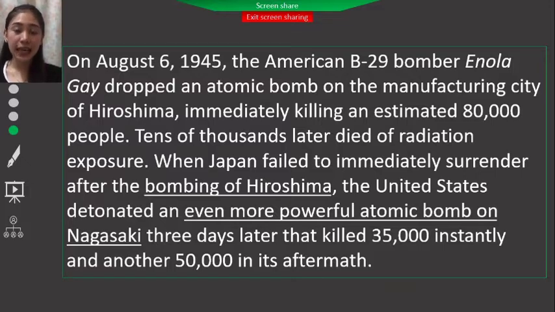On August 6, 1945, the American B-29 bomber Enola Gay dropped an atomic bomb on the manufacturing city of Hiroshima, immediately killing an estimated 80,000 people. Tens of thousands later died of radiation exposure. When Japan failed to immediately surrender after the bombing of Hiroshima, the United States detonated an even more powerful atomic bomb on Nagasaki 3 days later that killed 35,000 instantly and another 50,000 in its aftermath.